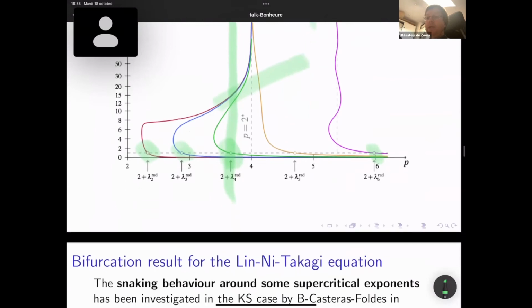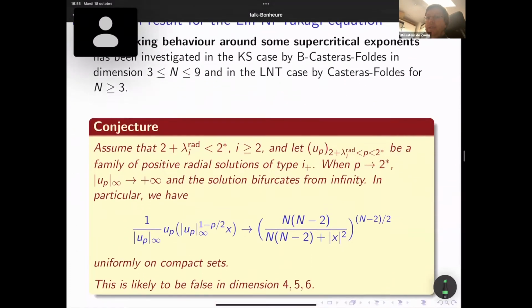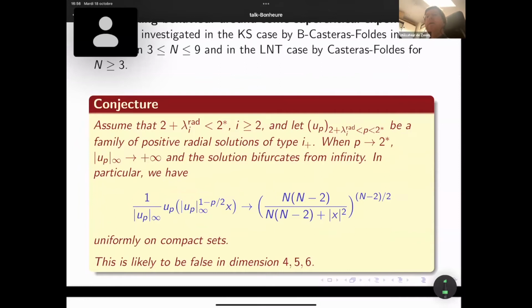But when you see that numerically, what you expect is this conjecture. If you start from the left of 2 star and you look at the family of solutions on your branch, then you expect that when p goes to 2 star, you blow up, and you have bubbling, by which I mean that if you take the good rescaled profile, you converge to the right solution of the Yamabe equation in R^n. This is on compact sets, of course.